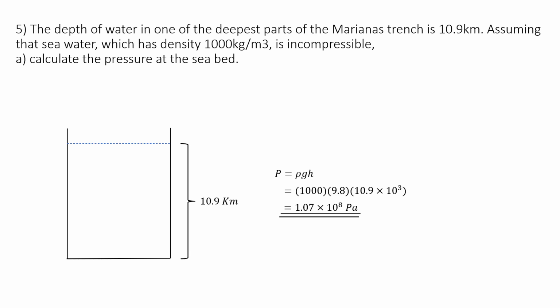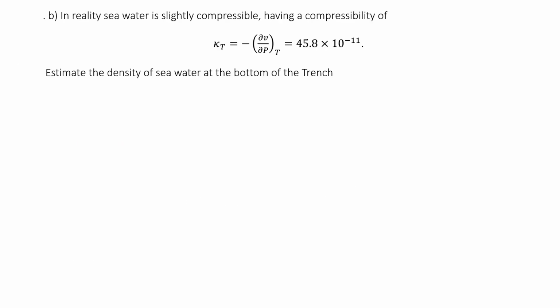Now let's have a look at the second part of the question. In reality, seawater is slightly compressible, having a compressibility of 45.8 times 10 to the minus 11. Estimate the density of seawater at the bottom of the trench.